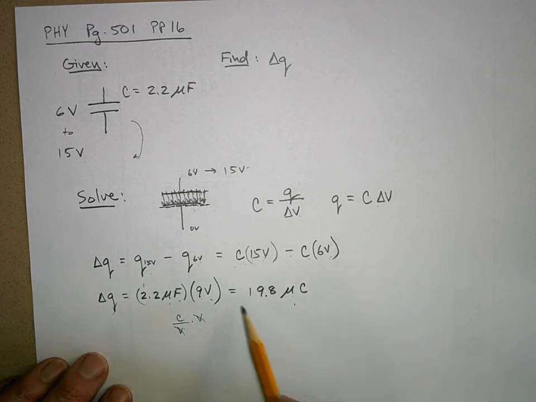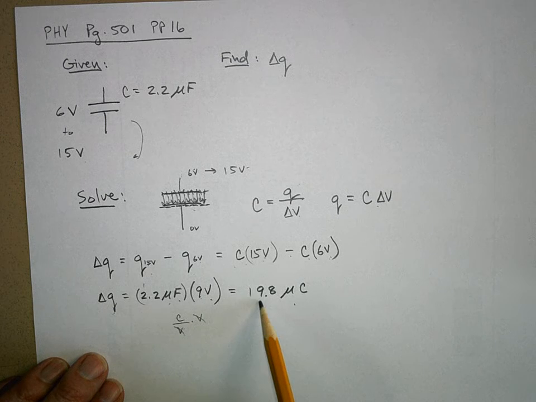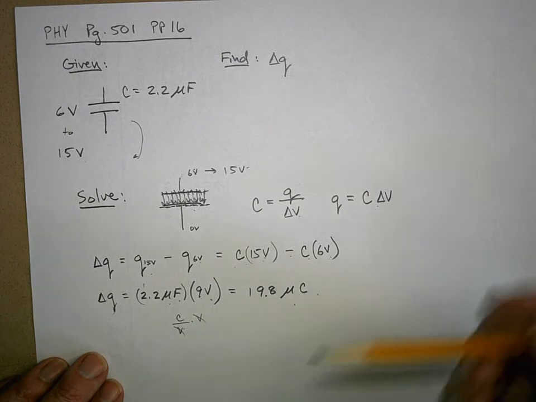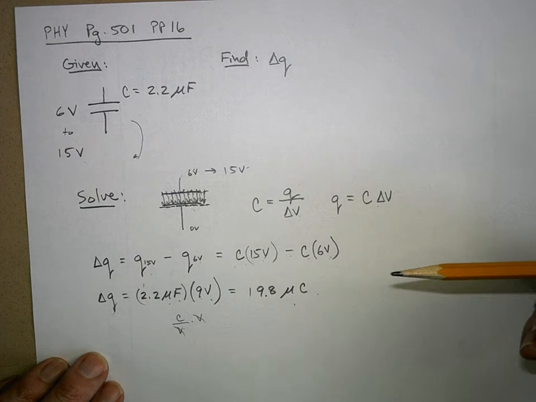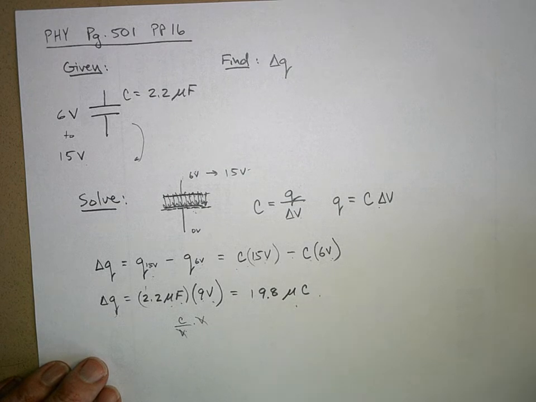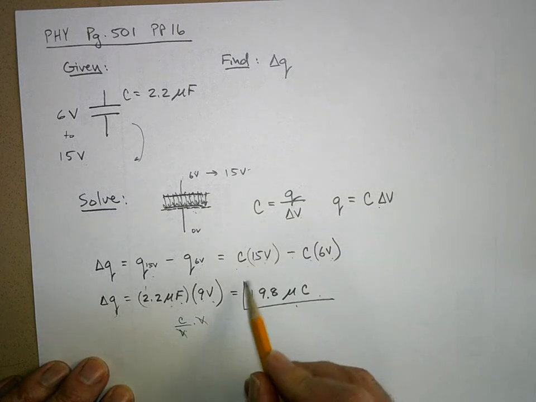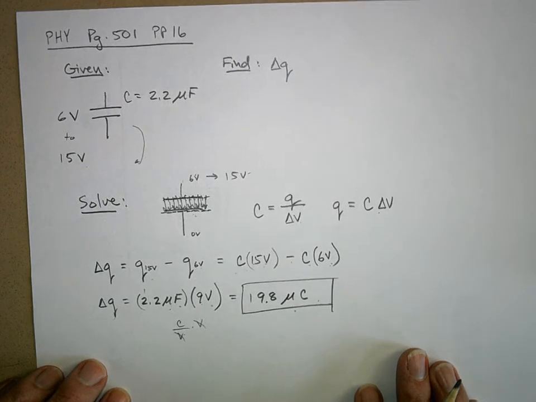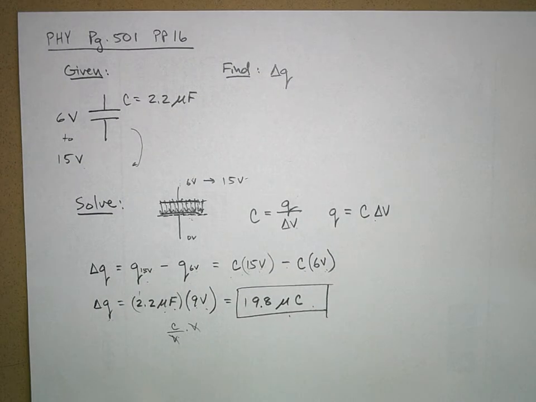Okay, and so now remember, this is delta Q. This is not the final charge that's on the capacitor. This is the additional charge I had to put onto the capacitor to go from 6 volts to 15 volts. And that's my answer. Any questions on problem number 16? That is all.